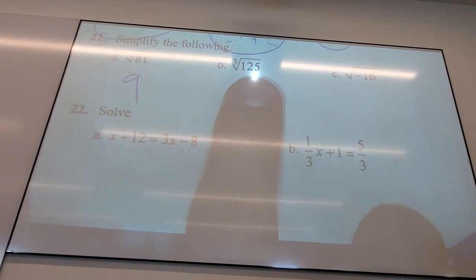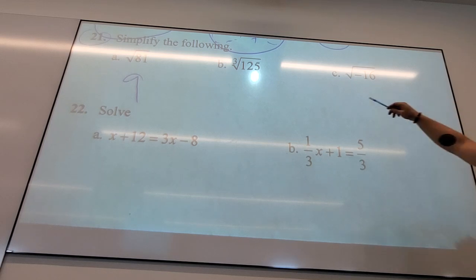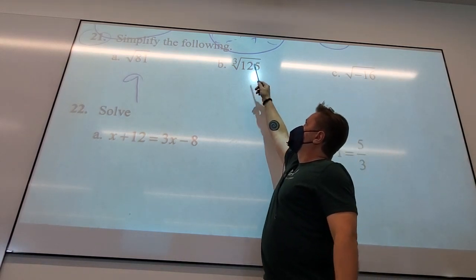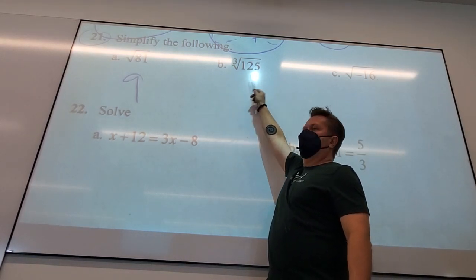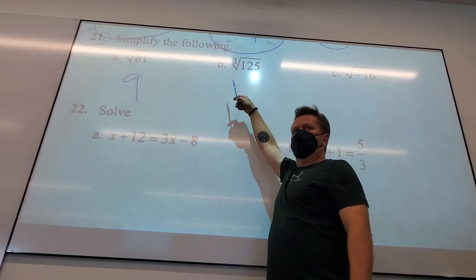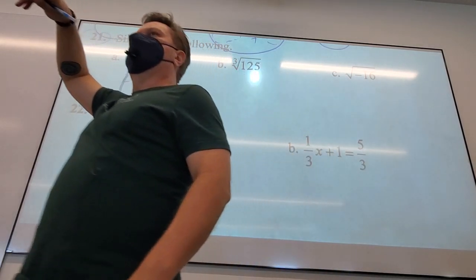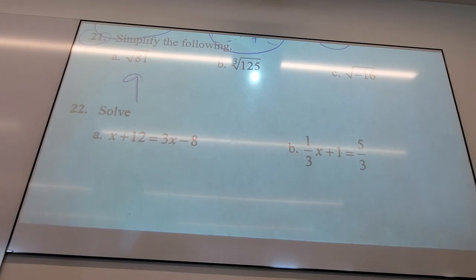So to do this problem, who remembers how to do it? You can guess at it. If you guess 5, how do you double check? 5 times 5 times 5. This says, what does it take 3 of to multiply to 125? Now what about part C?